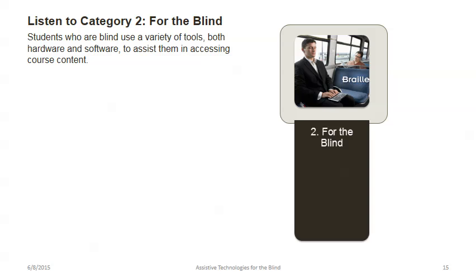The second category of our presentation is accessibility for the blind. Students who are blind use a variety of tools, both hardware and software, to assist them in accessing course content. For instance, most blind students use the speech part of a screen reader to access online content. However, there are many blind students, especially in Europe, who use refreshable braille displays with or without speech to interact with their computers.